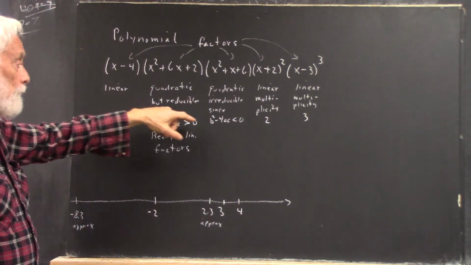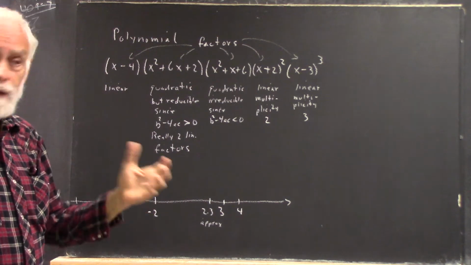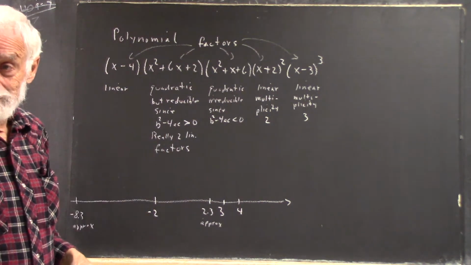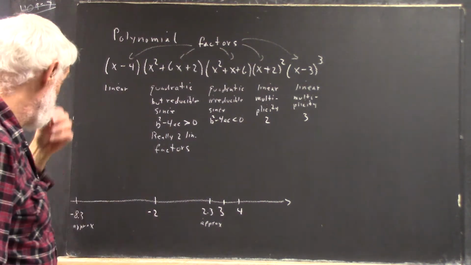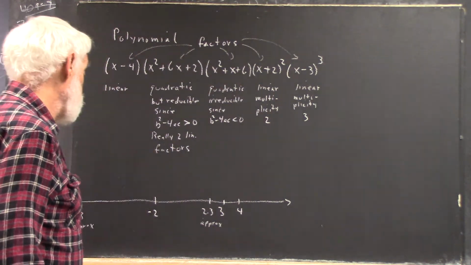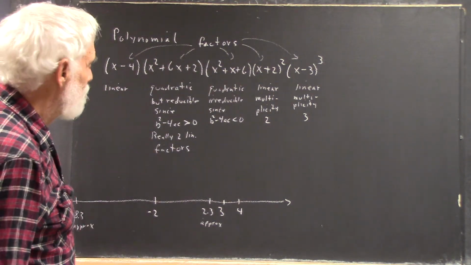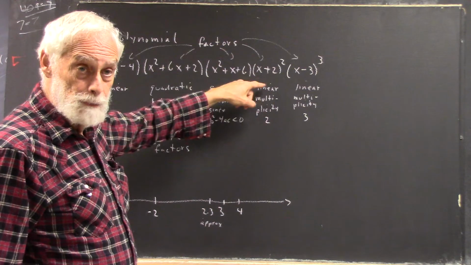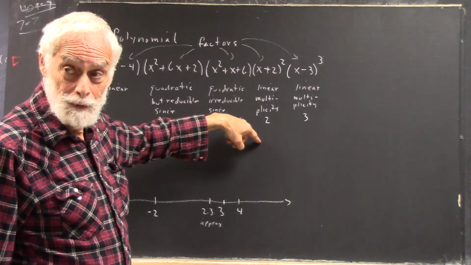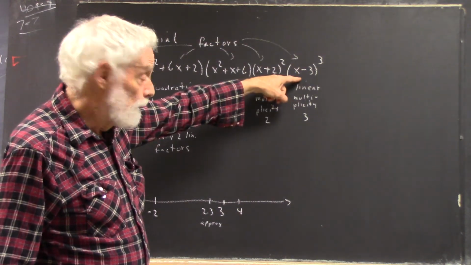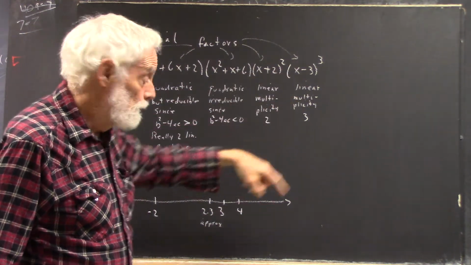Since b squared minus 4ac is greater than 0, you've got two zeros. Okay? So it's really two linear factors. Now this is really two linear factors also. That's what we mean by the multiplicity, right? You've got three linear factors here, all the same. You have a multiplicity of 3.